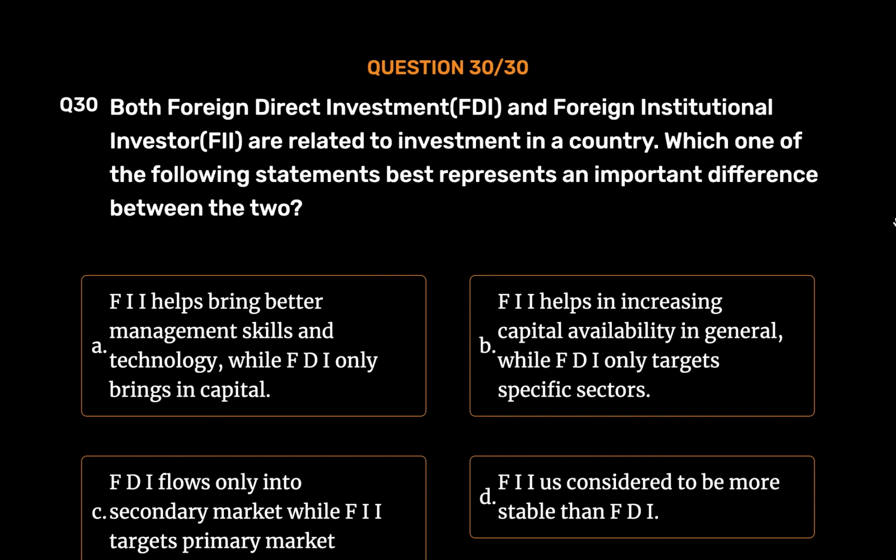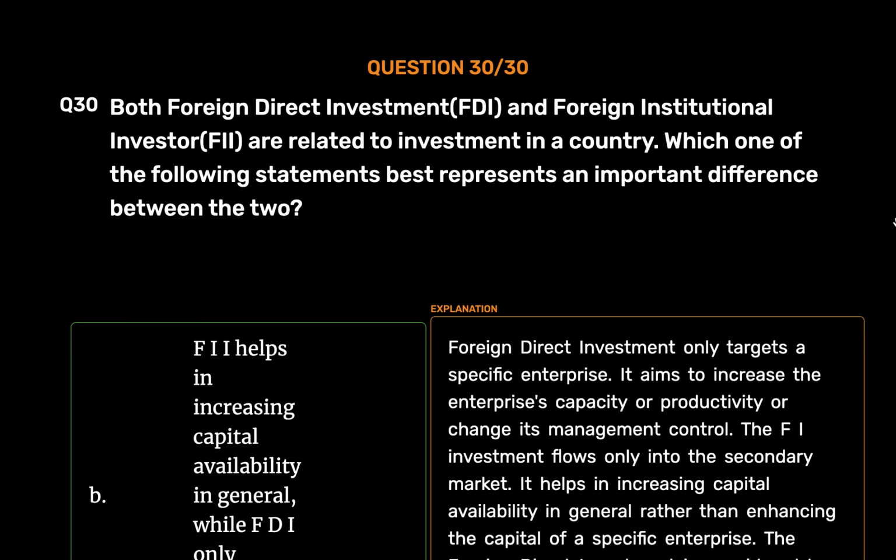The correct answer is Option B. FII helps in increasing capital availability in general, while FDI only targets specific sectors. Foreign direct investment only targets a specific enterprise. It aims to increase the enterprise's capacity or productivity or change its management control. The FII investment flows only into the secondary market. It helps in increasing capital availability in general rather than enhancing the capital of a specific enterprise. The foreign direct investment is considered to be more stable than foreign institutional investor.